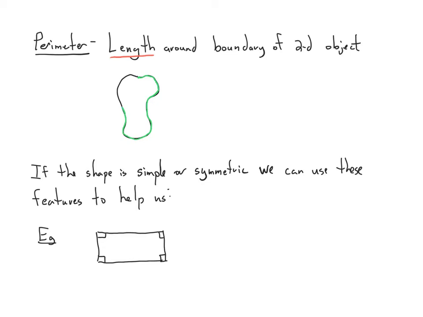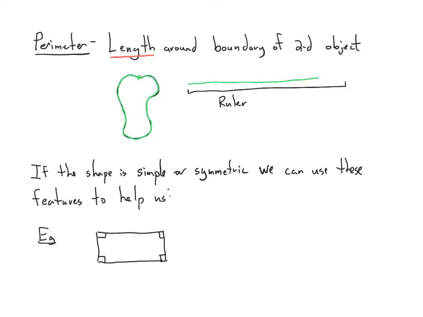And then as I wrap it tightly, I keep track of where I started. And when I get to the point where I started, I cut the string, then I take the string and I lay it out flat and then measure with a ruler. So that's always a way that you can measure perimeter of any object that you like.